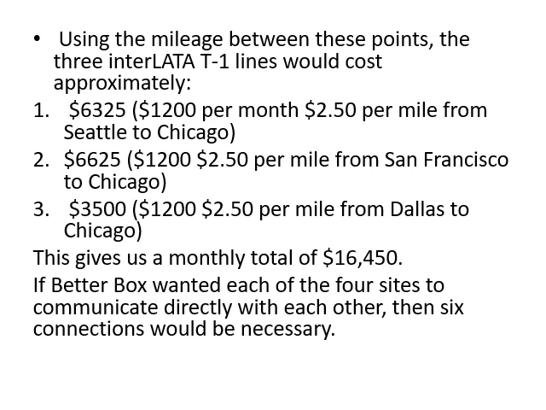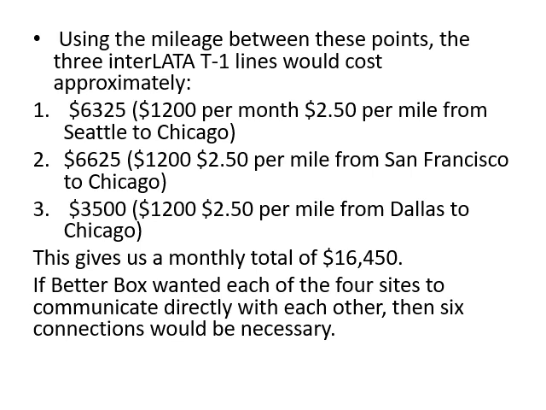Now, using the mileage between these points and the 3 interland T1 lines, the cost will be approximated as follows. For the first line between Seattle and Chicago, we have $6,325 at $1,020 per month, $20 per mile for Seattle to this line. These are the rates for each of the lines. For this one, we have this $6,625 for $122.5 per mile from San Francisco to this, and then we have this for Chicago.